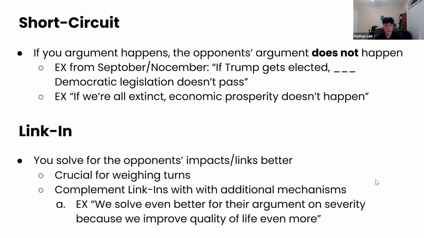All right. Next is a short circuit argument. This mechanism is that if your argument happens, the opponent's argument doesn't happen. So if you debated September or November, a good example is that if Trump gets elected, any Democratic and liberal legislation that the opp was usually advocating for wasn't going to happen. Or a standard one in extinction framing is that if we're all dead, we can't have a proper economy.